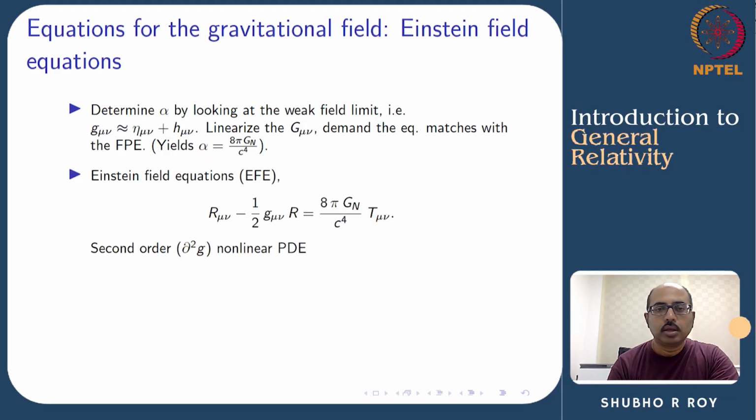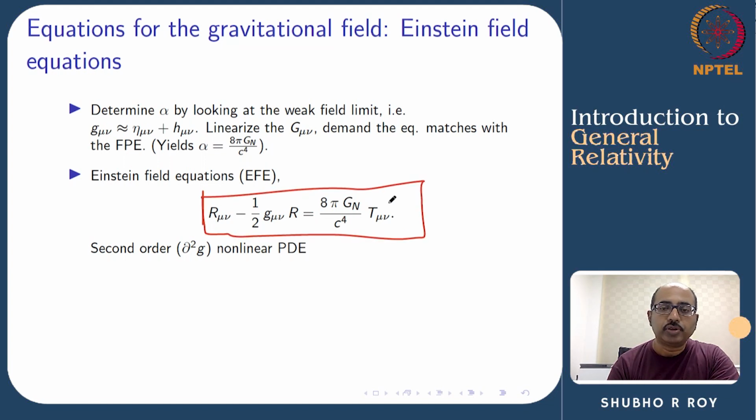Okay, so now that alpha is determined, we can write down the field equation. Instead of G mu nu, I've written its expanded form: R mu nu minus half g mu nu R equals 8 pi G Newton over c to the 4th T mu nu. Okay, so this is the Einstein field equation, which tells you how matter curves geometry. So there's matter, and the left hand side is made up of curvature parts, so it is an equation which shows how matter curves geometry.